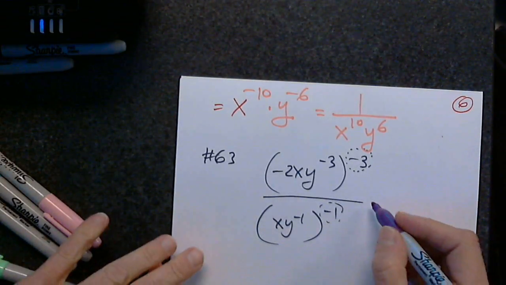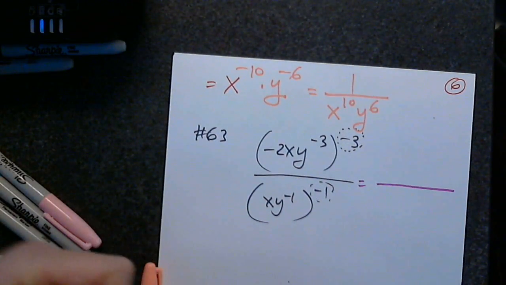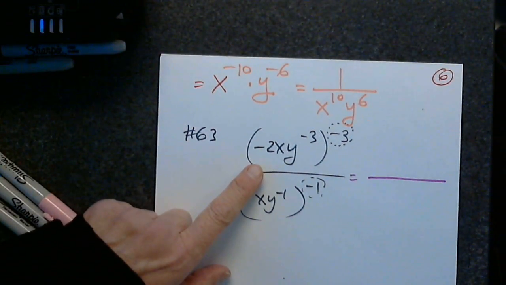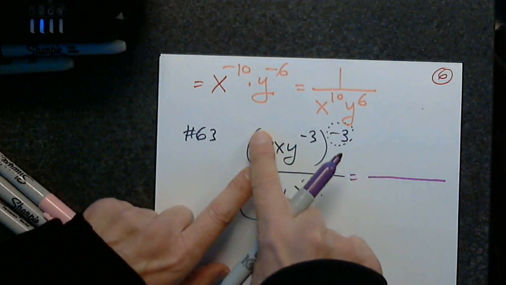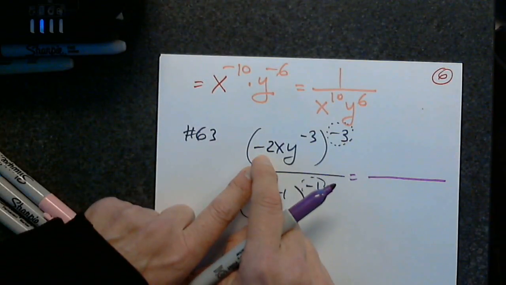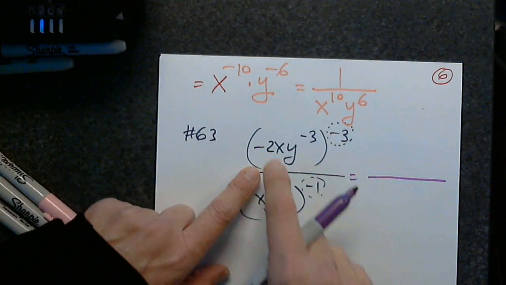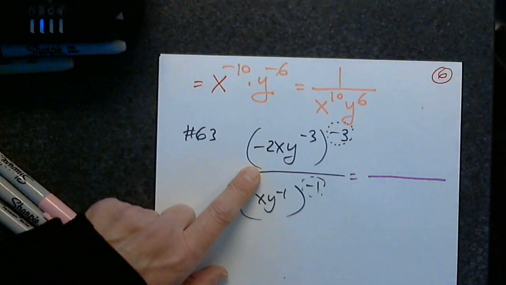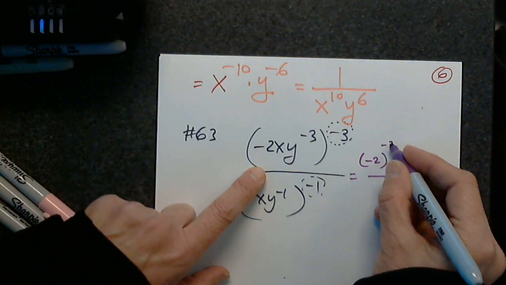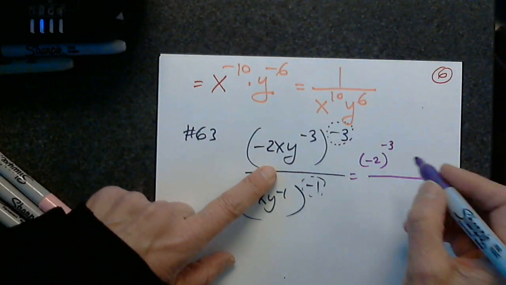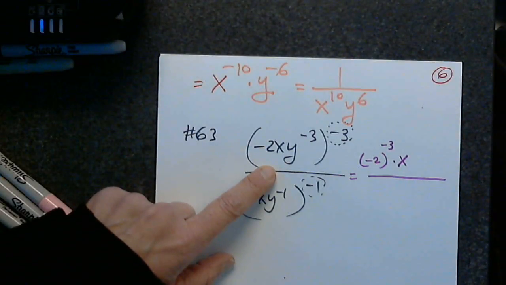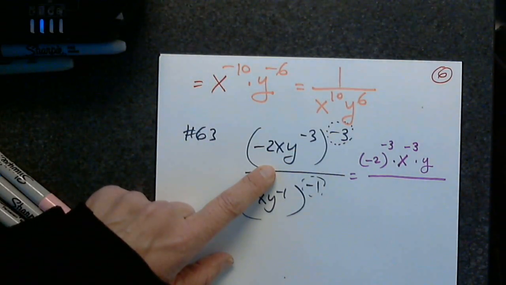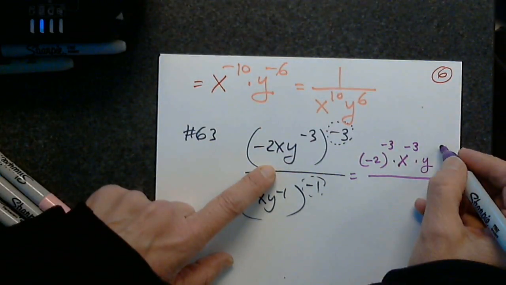Very good. Equals. How many factors do we see inside the top parenthesis? 3. Yes, negative 2, x, and y to negative 3. You could even say negative 1, 2, x, and y to negative 3, but it's good enough. How many factors do I have to raise to negative 3? 3. Correct. So negative 2 raised to negative 3. That has to wait. Then multiplied by x raised to negative 3, perfect, times y raised to positive 9. Awesome.